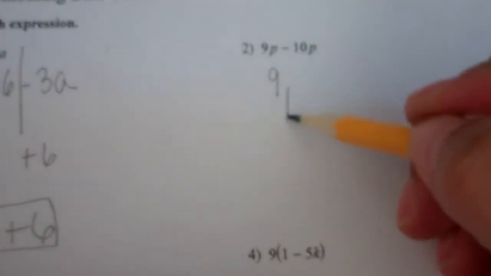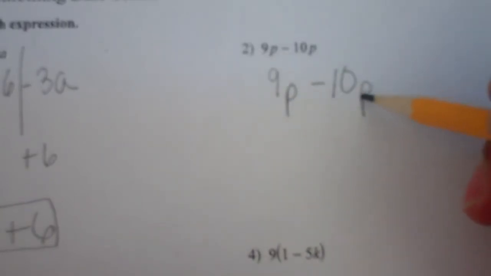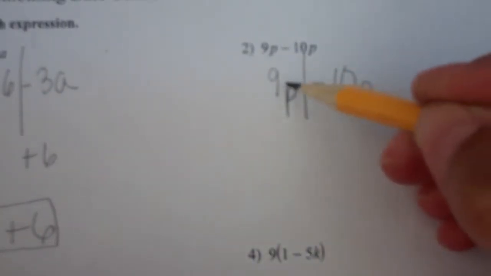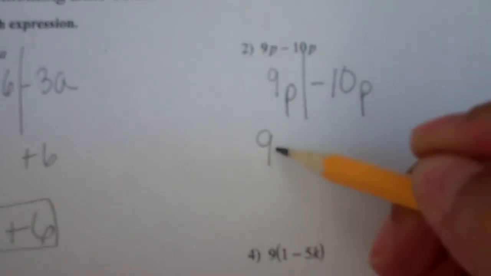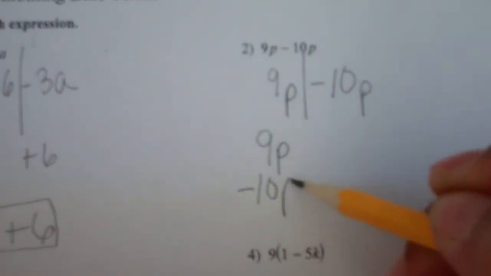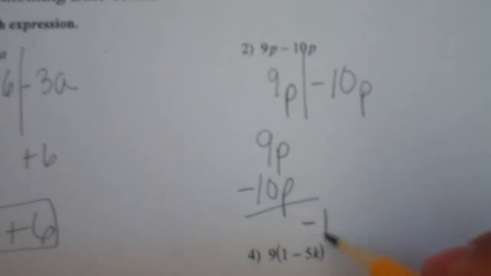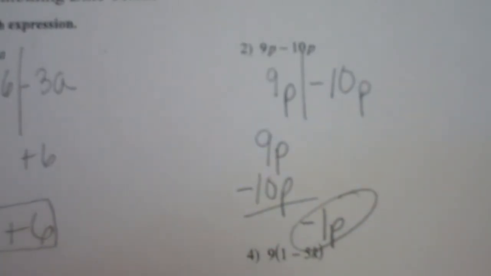Let's try number 2 together. Number 2 says 9p minus 10p. Well, if we separate them, we see that they're actually like terms, so it is 9p minus 10p. 9p minus 10p gives us negative 1p, and that is our answer.